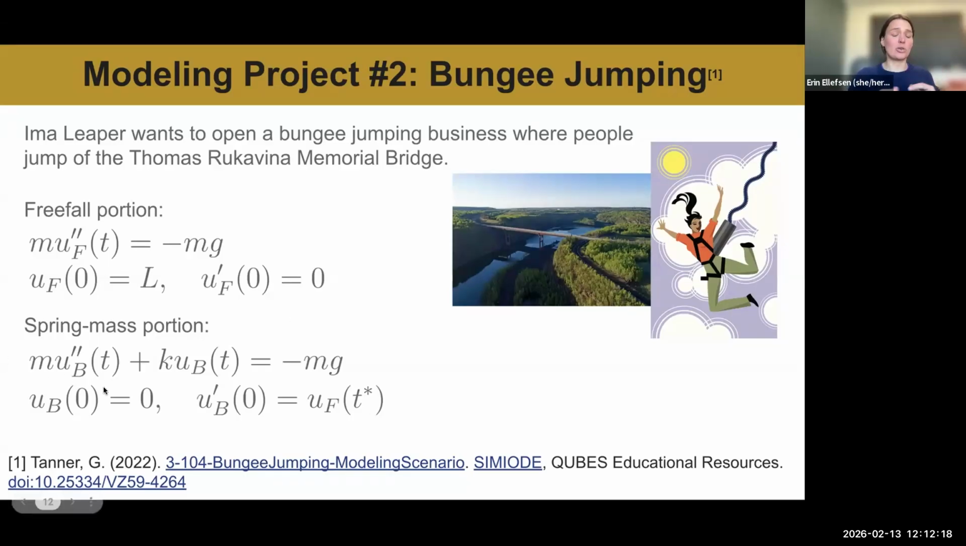But the other thing is they actually have to think deeply about this harmonic oscillator model, because the way it's set up is that x equals 0 or u equals 0 is the equilibrium when there's no mass on the bungee. But that's usually not how they set up the model. Usually x equals 0 is the ground. And so they have to think about how this model is actually set up and how they're going to adjust for that. So there's a lot more modeling decisions in this second project.